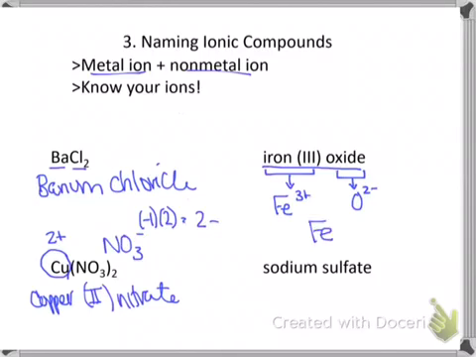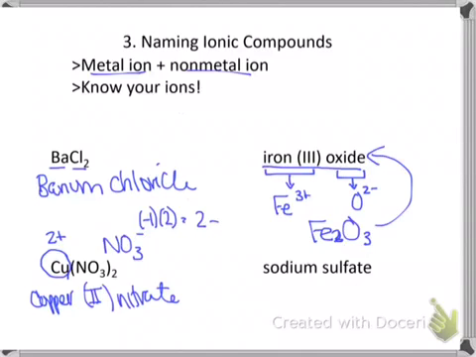Again, because the charges need to neutralize, I take this 2 and write it as a subscript for my iron. I take the 3, write it as a subscript for my oxygen, and I arrive at the formula Fe2O3, and that is the formula for iron(III) oxide.